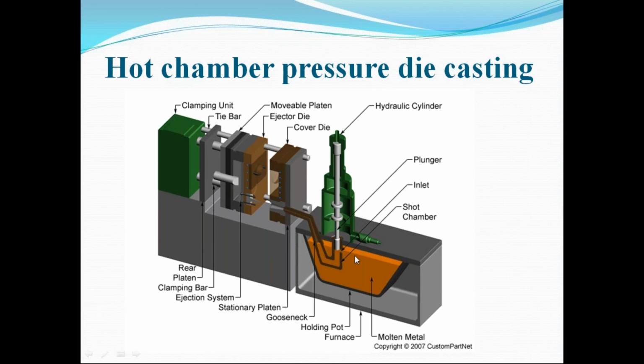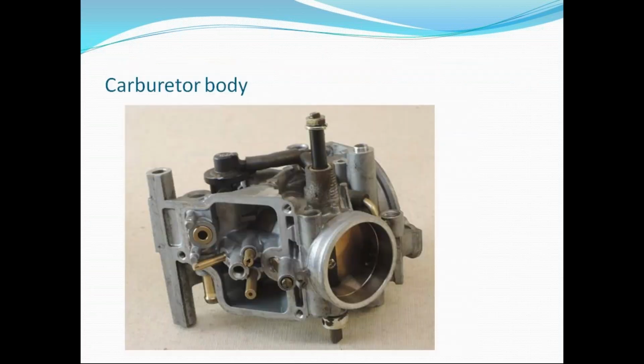The main difference between hot chamber and cold chamber is that in the cold chamber, the melting happens in a furnace which is not part of the machine, and in the hot chamber, the furnace is an inbuilt part of the machine. Okay, here is an example: this carburetor body can be made using this hot chamber pressure die casting process.